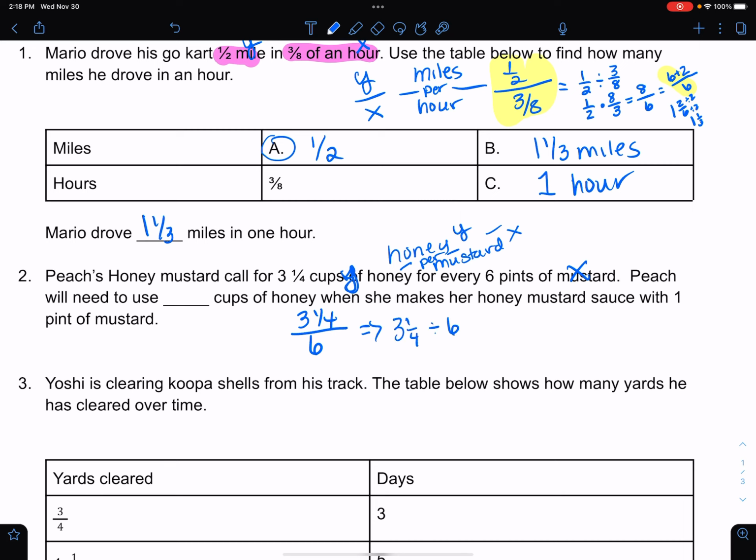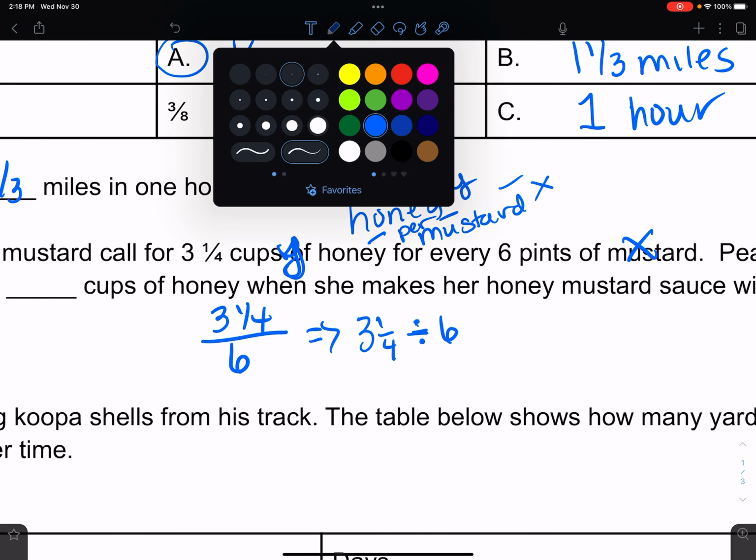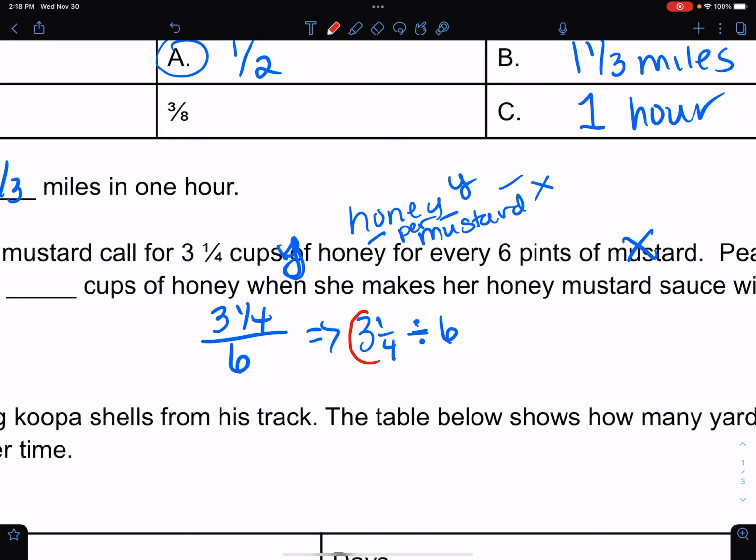Well, here's the problem. I have a mixed number, so I have to do something that I remember how to do from the beginning of the year. I have to do 3 times 4 plus 1. Change that into an improper fraction. 3 times 4 is 12, plus the 1 is 13 over 4, divided by 6, okay? Now that 6 is technically over 1. Now I'm dividing fractions. Dividing fractions means I'm going to keep, change, and flip. So now I multiply across the top, 13, across the bottom, 24.